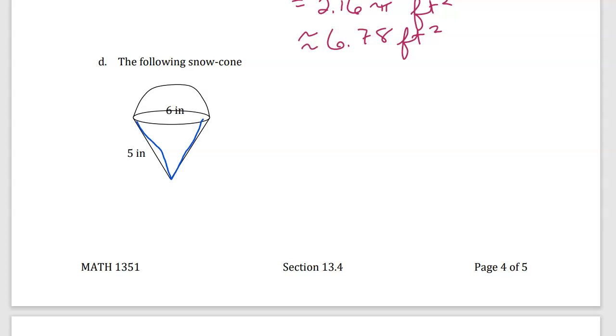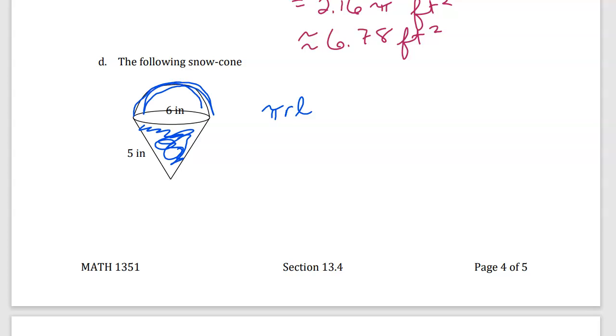this outside part. Okay? So if we think about just that outside part, that's going to be pi times the radius times the slant height. That will give us this part.